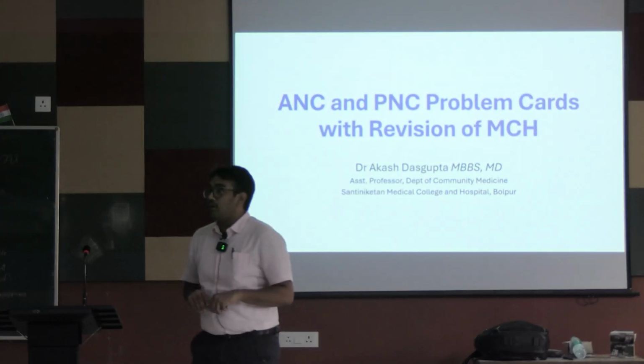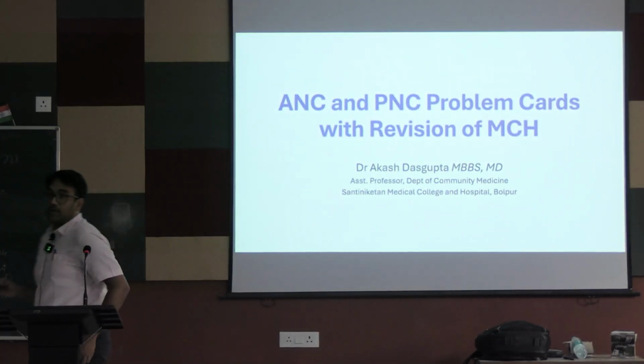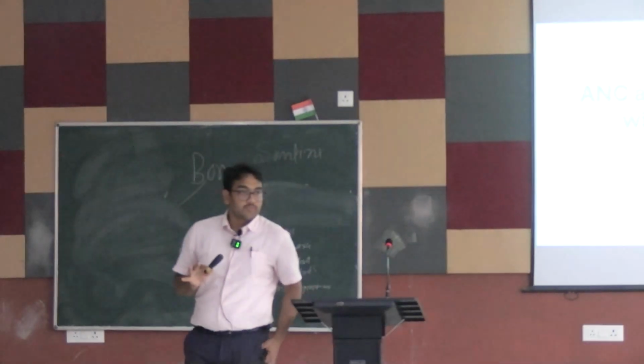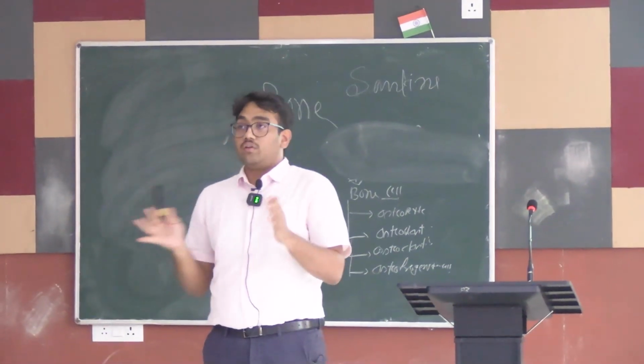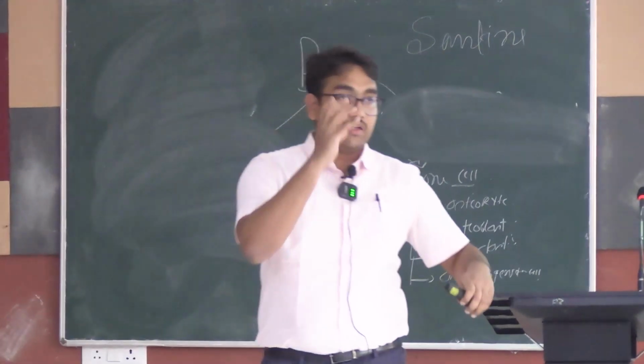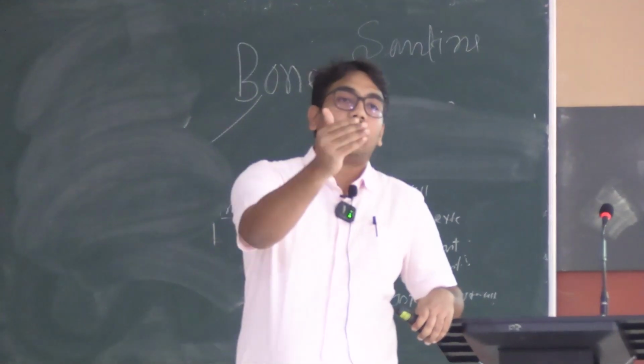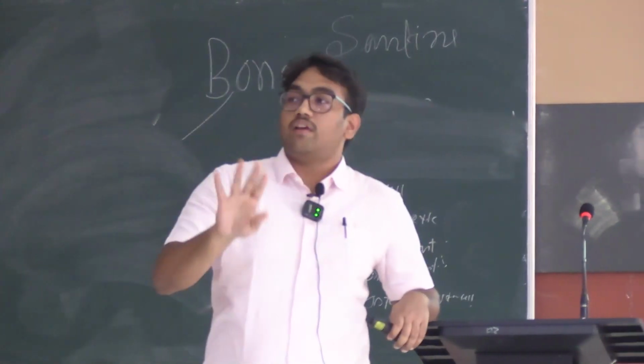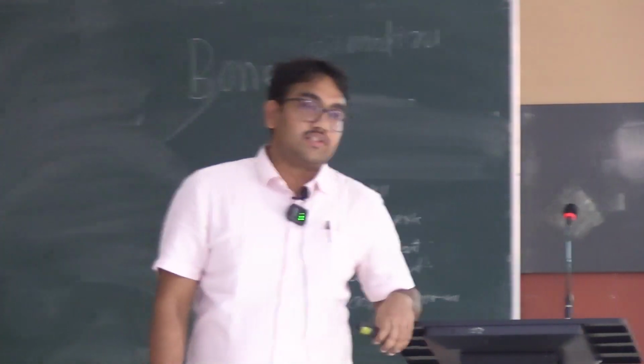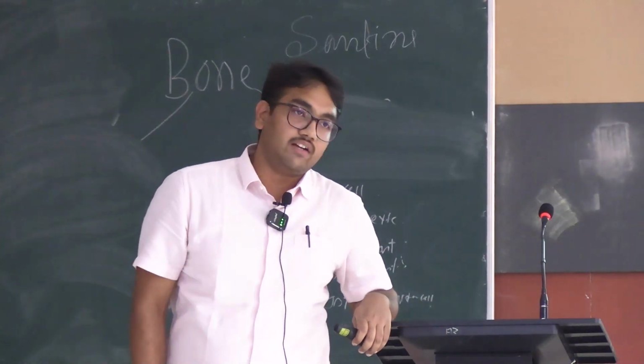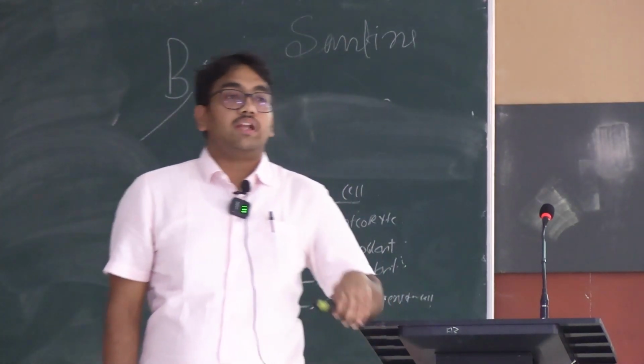Okay. Each problem card holds around 10 marks, right? So part of your questioning in that Viva table will be from the problem card that you are given. Okay. And the rest of the questioning will be from the topics that will be covered in that Viva table, right? So like this you will have problem cards.